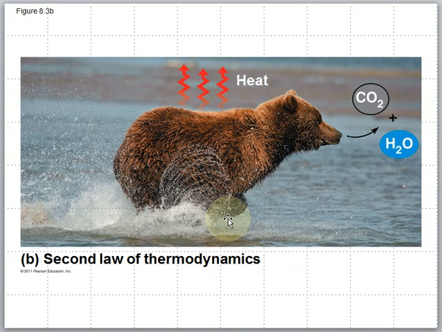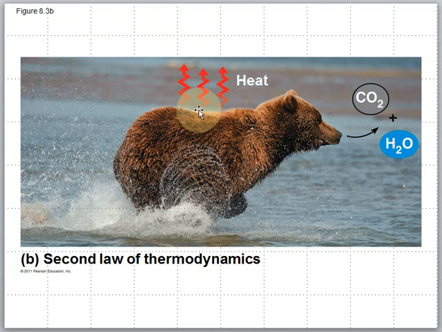The second law has to do with increasing entropy. There was a certain amount of energy in that fish that the bear ate, and it would be great if 100% of that energy would go to, say, move the bear forward when he's running here. But that doesn't happen. The bear is not 100% efficient. He loses heat, which becomes non-useful energy. He gives off waste gases and other materials. So he is increasing the entropy of his surroundings.